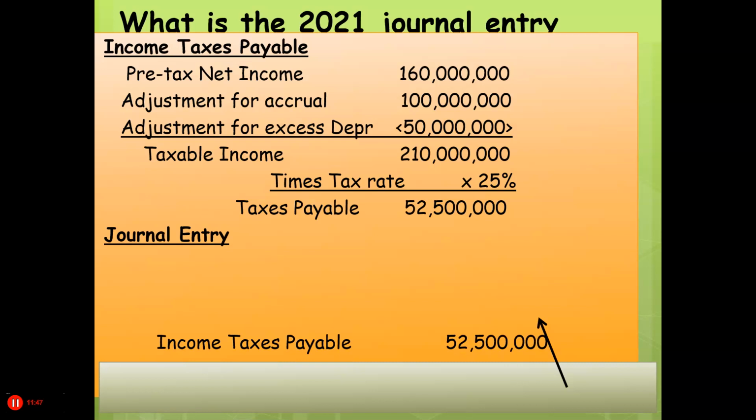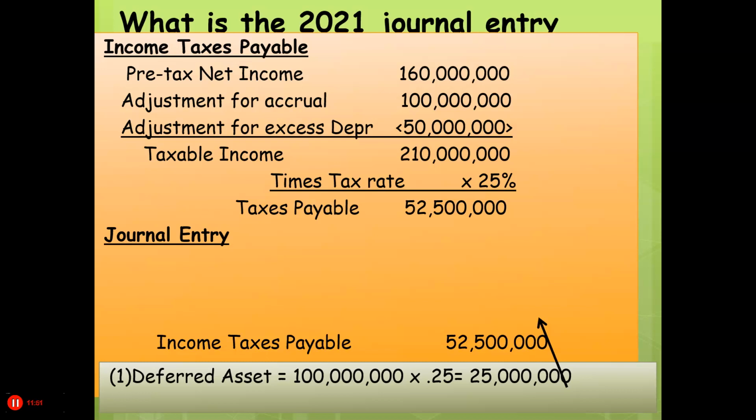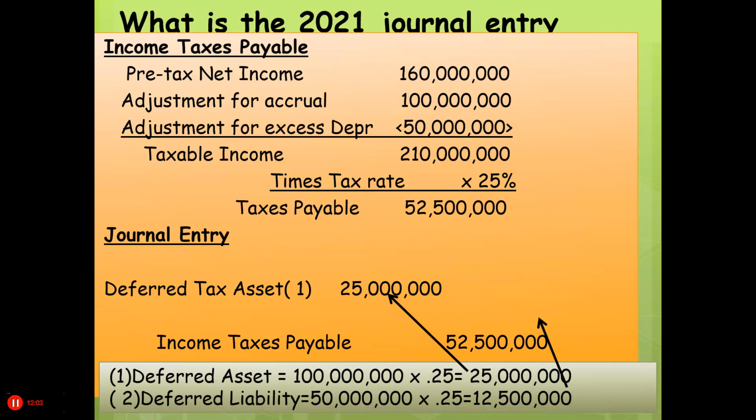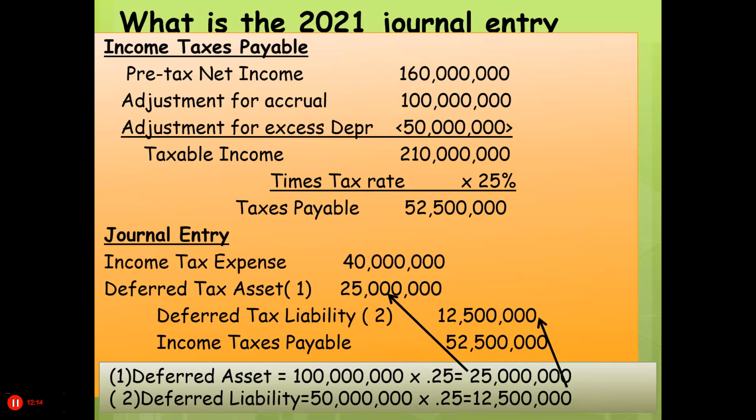Now our journal entry. Income taxes payable is $52,500,000. Deferred tax asset is $100 million times 25%, which equals $25 million. And then we have a deferred tax liability, which is our depreciation times 25%. And then our plug is going to be our income taxes payable. Now let's take a look at what this looks like on the financial statements.